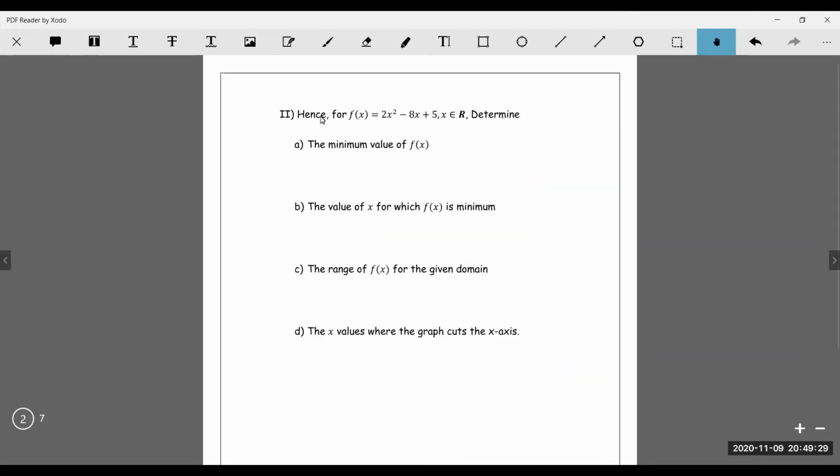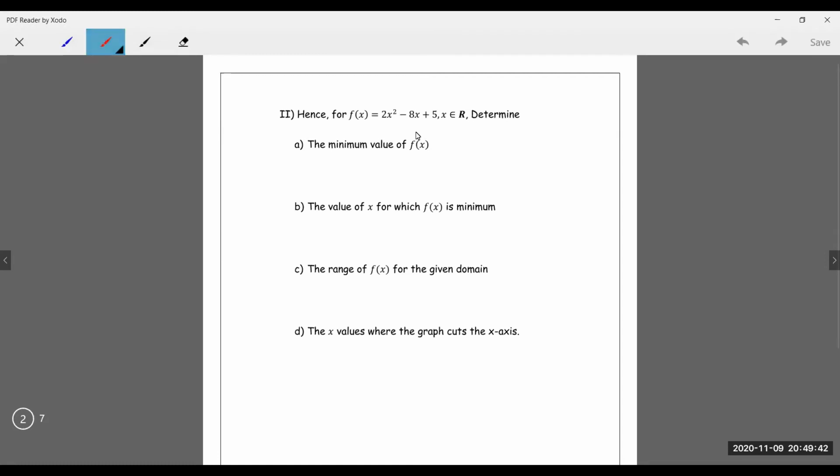Now, this question says, hence for f of x, which is 2x squared minus 8x plus 5, determine the minimum value of f of x. The minimum value of a quadratic function is the y value at the turning point. And so the minimum value of f of x is yt. And in this case, yt is minus 3. So that's the minimum value of f of x.